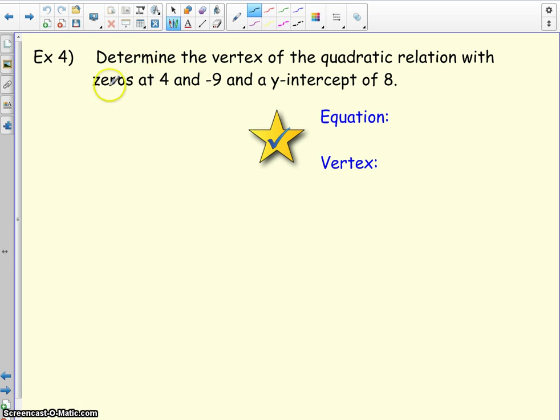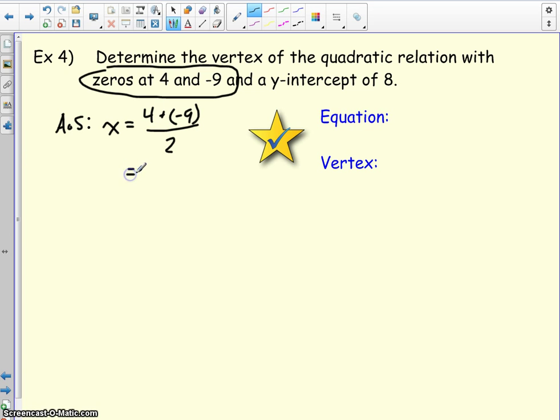So the first thing that might come to mind here, you're given the two zeros here. So first thought might be with those zeros to find the axis of symmetry, and that's not a bad thing to do. So let's start with that. So our axis of symmetry will be halfway in between those two zeros. So running through that, 4 plus negative 9 all over 2 gives you negative 5 over 2.